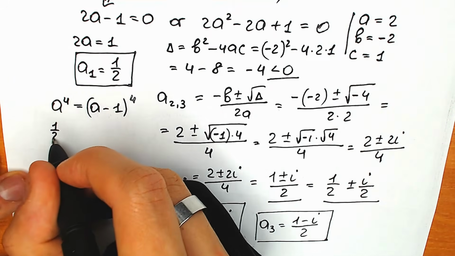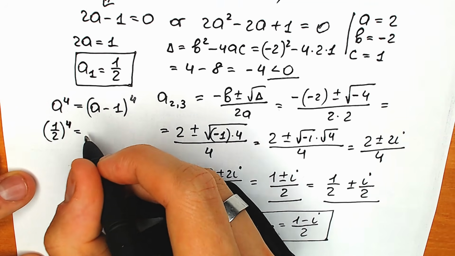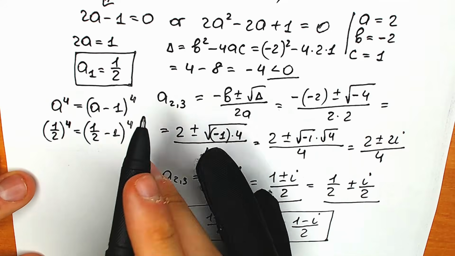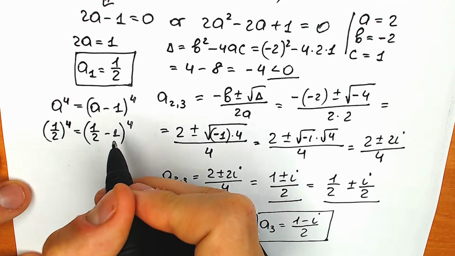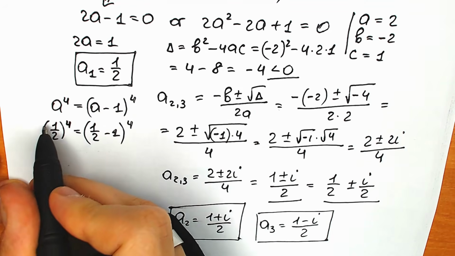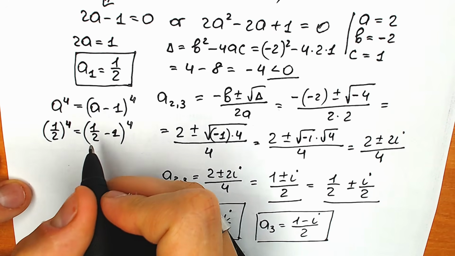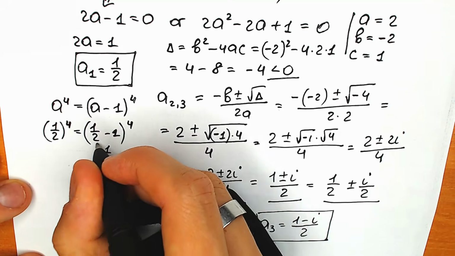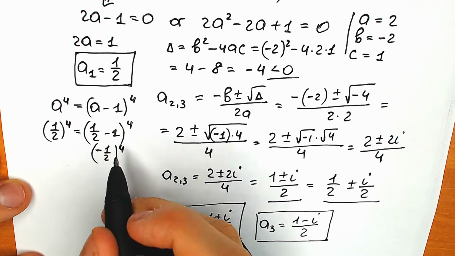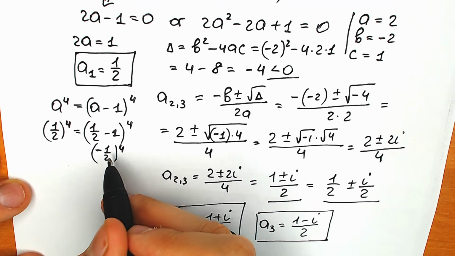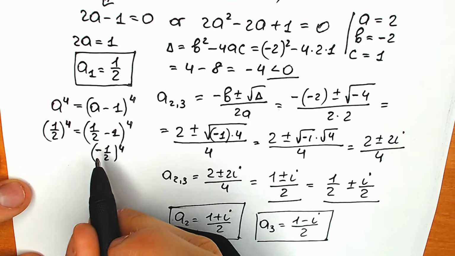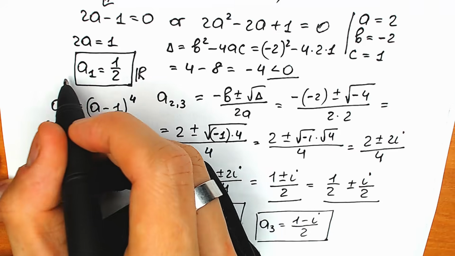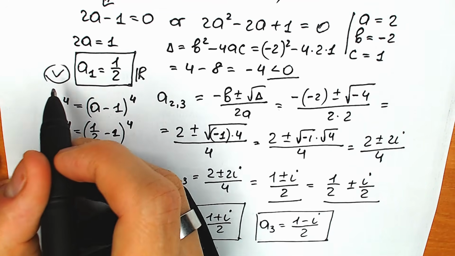So we have (1/2) to the power 4 equal to (1/2 minus 1) to the power 4. And I don't want to simplify that, because exactly at this place you can easily see that everything is great. (1/2) to the power 4, let's leave it like that. On the right side, 1/2 minus 1, we have minus 1/2, but we have an even power, so it doesn't matter, minus or plus, 1/2, as a result, our final sign will be positive, because we have an even power. So our root is great, this is our real number root. A first equal to 1/2.